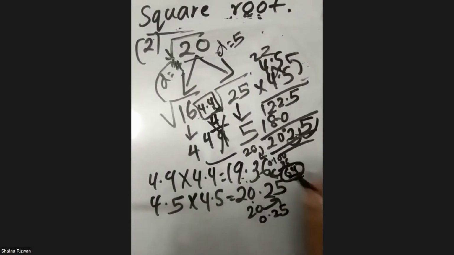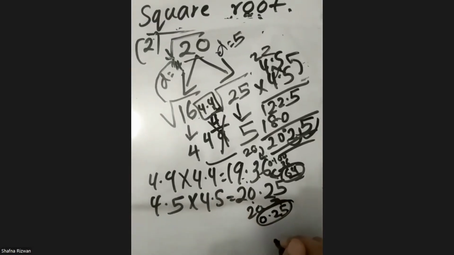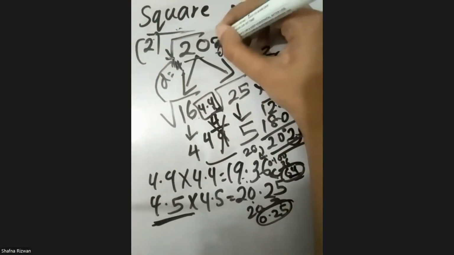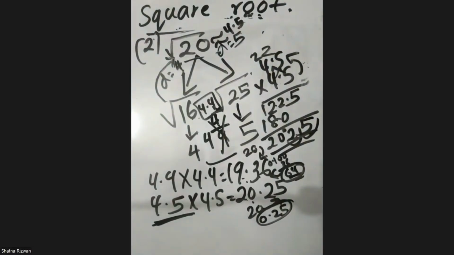So 0.64, is it closer, or 0.25 is it closer? 0.25 is the amount which is closer. So because of that reason, what can you say? The square root is 4.5. So the square root of 20 is approximately 4.5. Did you understand? Always see the smallest difference. If it is closer to that, take that value. Did you understand?